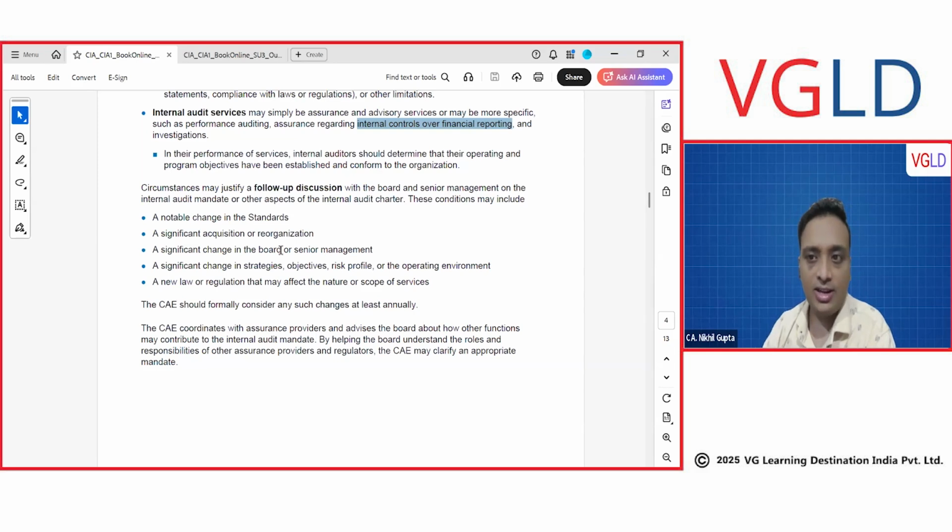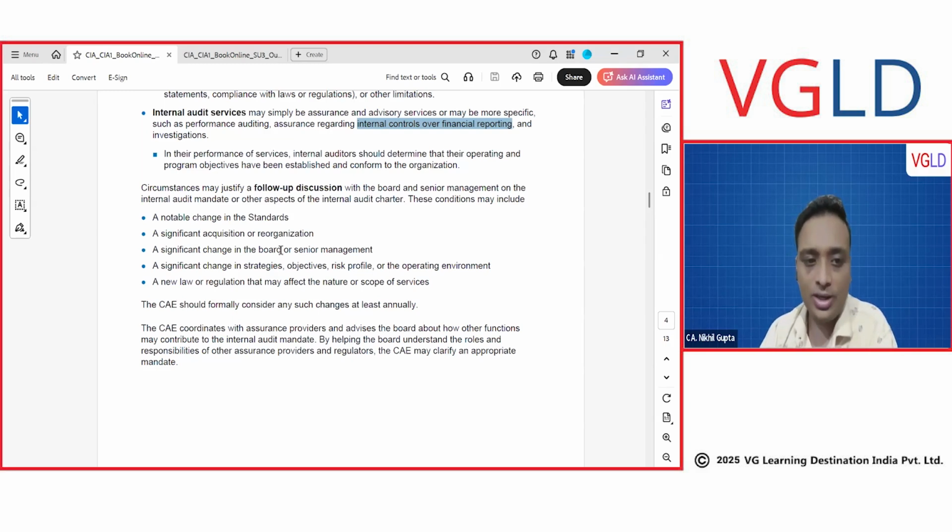A significant change in strategies, objectives, risk profile, and operating environment. A new law altogether comes out. As you are already aware, a new Income Tax Act was passed by Parliament, so it is altogether a new law. The existing internal auditor performing the internal audit function requires a follow-up discussion with management, saying that the new law has come up and it can impact our existing scope, and services can be revised. It can be discussed.